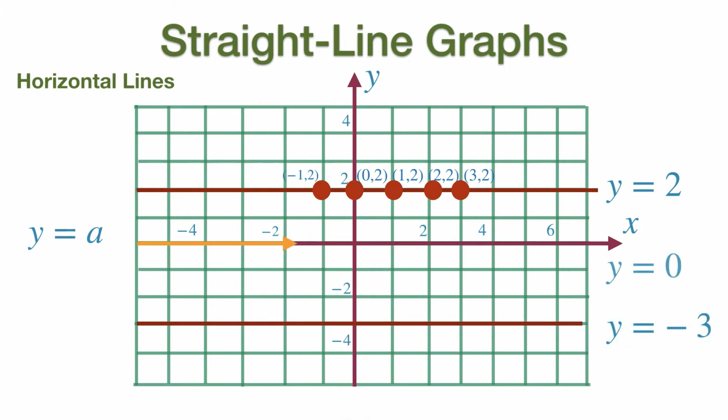Similarly, the horizontal line passing through -3 has the equation y equals -3, and this line has y coordinates of -3. The equation of the x-axis is therefore y equals 0, as it passes through 0 on the y-axis.